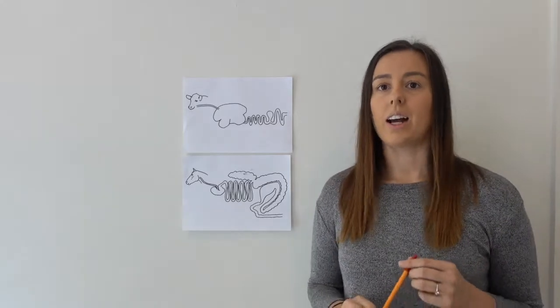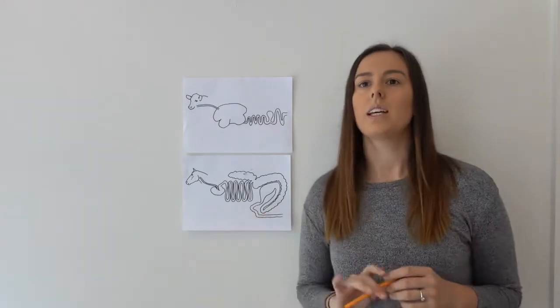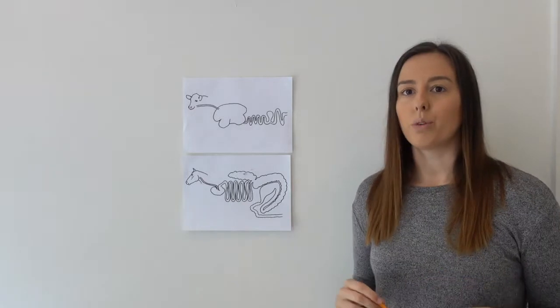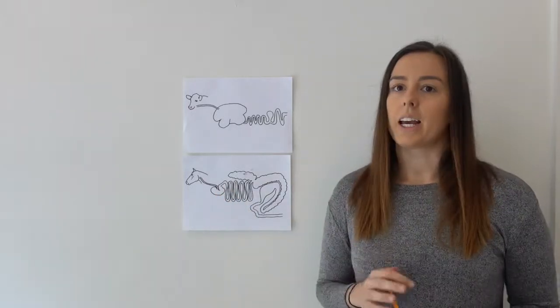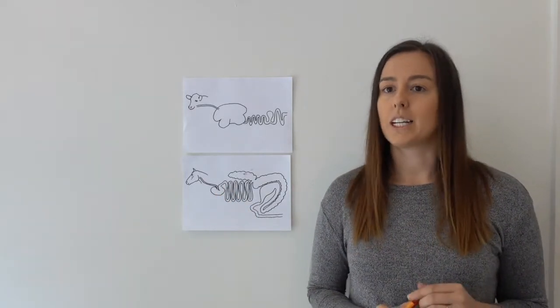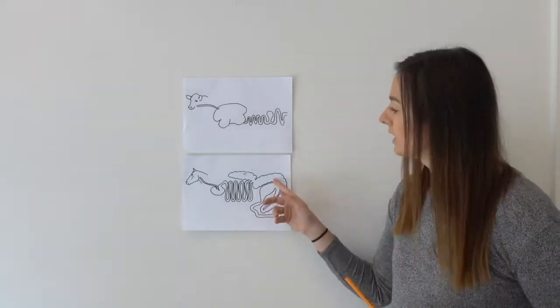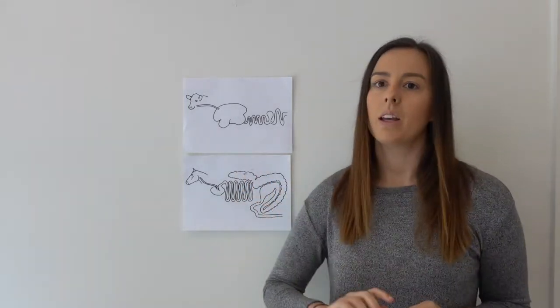So now looking at hindgut fermenters such as horses, they have a relatively simple foregut, and their site for microbial fermentation is in the specialized large intestine and cecum.